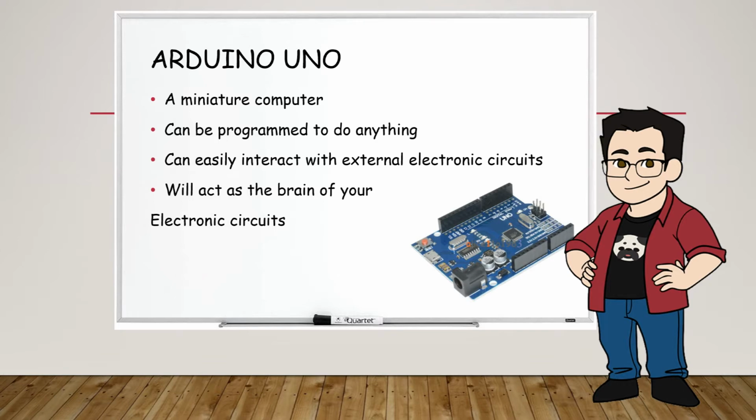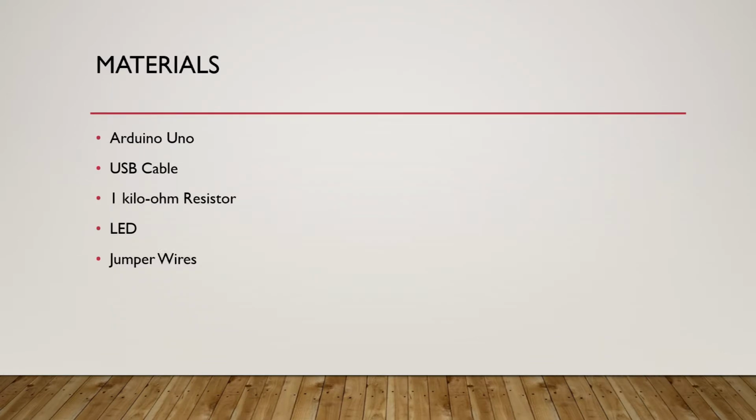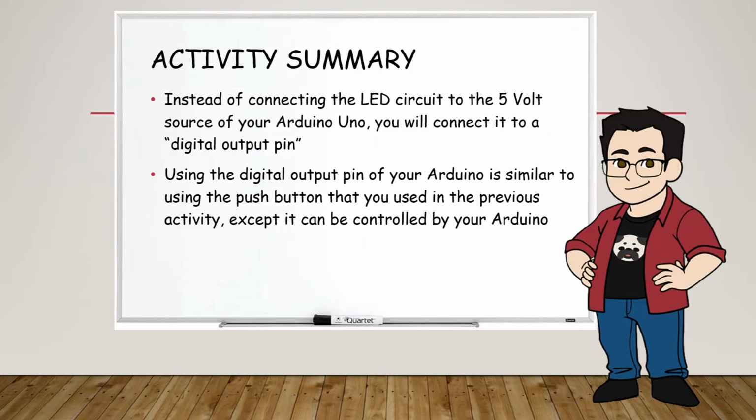For the rest of the class, we will be using your Arduino Uno to act as the brain for your project. It'll be able to make decisions and perform actions based on how you programmed it. For this activity, you'll need your Arduino Uno, a USB cable, a 1 kilo ohm resistor, an LED, and some jumper wires. In the previous activities, we used a 5-volt source from the Arduino Uno to power the LED. This time, we'll connect the LED circuit to a digital output pin on the Arduino Uno.